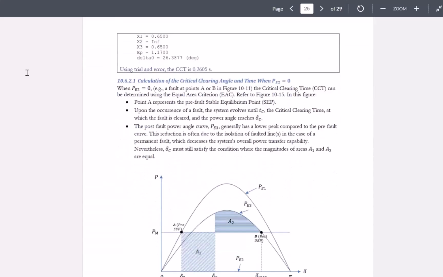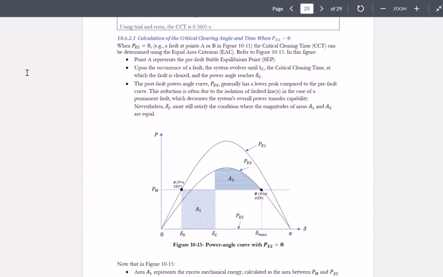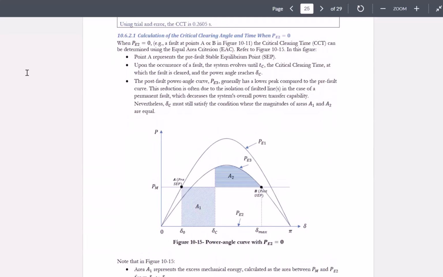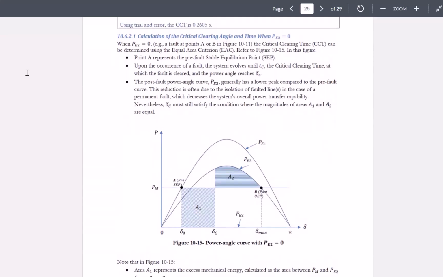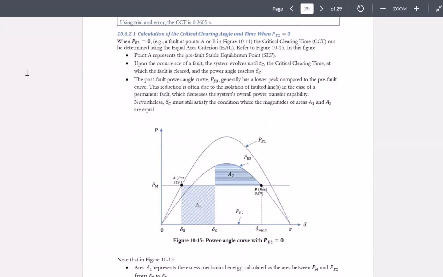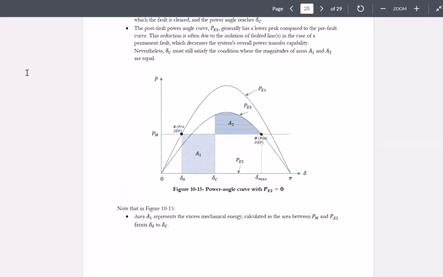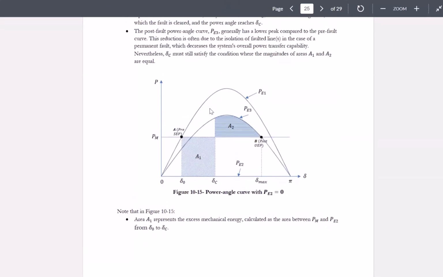Now let's go to a more systematic approach. So the more systematic approach is, let's assume that under default conditions, PE2 is 0. All right, so if you look at PE2 equal to 0, then this is what is going to happen. PE1 is the curve associated with the pre-fault. PE3 is the curve associated with the post-fault. Now, the same concept, the difference between PM and PE, would be resulting in an area of A1, which is associated with the acceleration. And at delta C, you're going to clear the fault. And the time associated with delta C would be TC, okay?